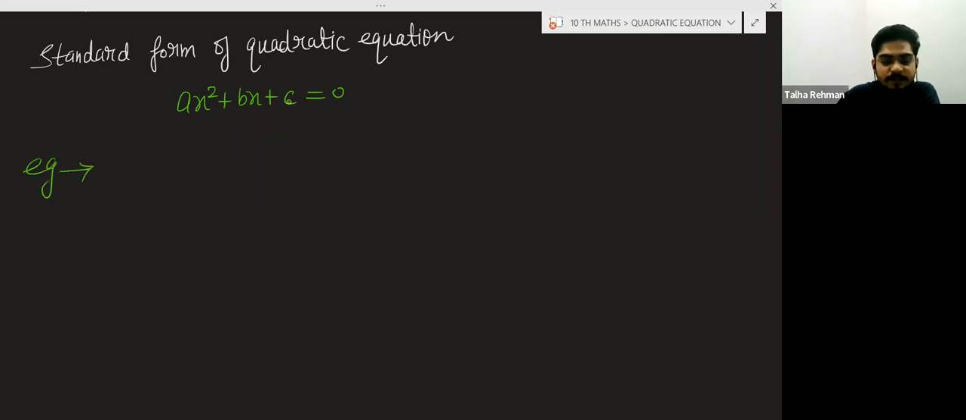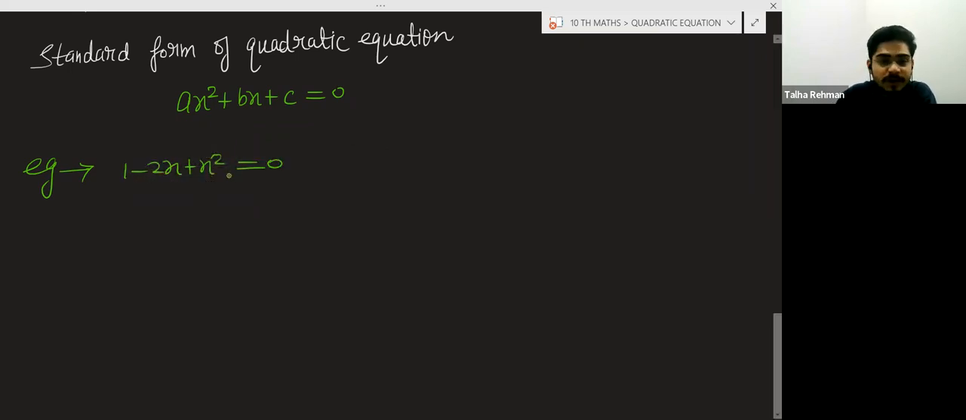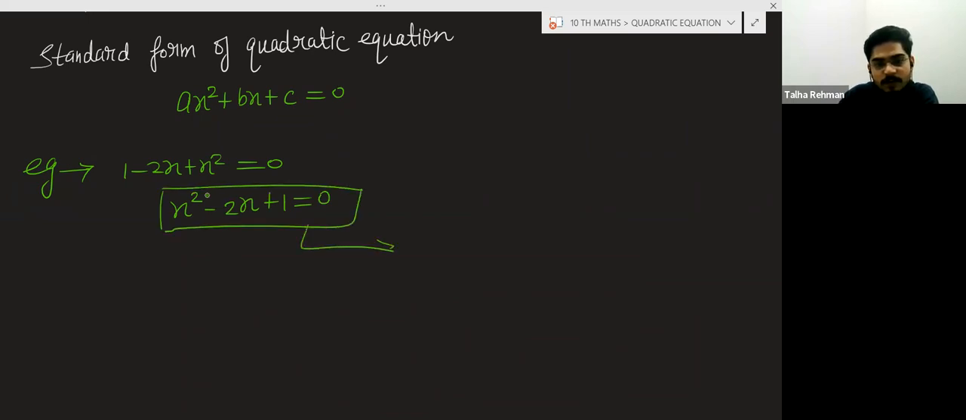If it is written like this, 1 minus 2x plus x square is equal to 0, and you want to write this in standard form, how will you write? You will write in the form of decreasing power of x. First you choose the highest power of x, then the next lower power, that is minus 2x, and then plus 1 equal to 0. This is the standard form.